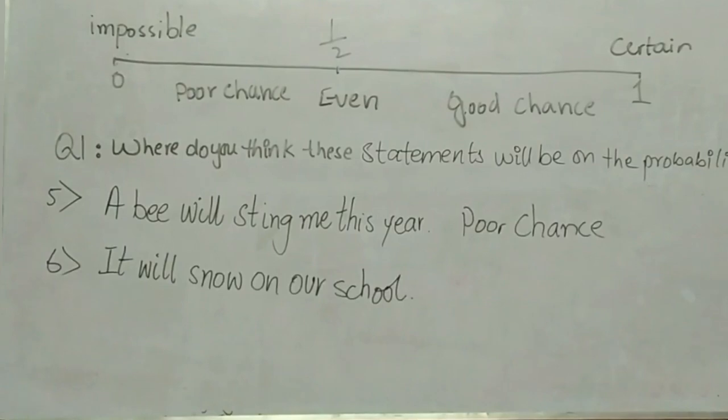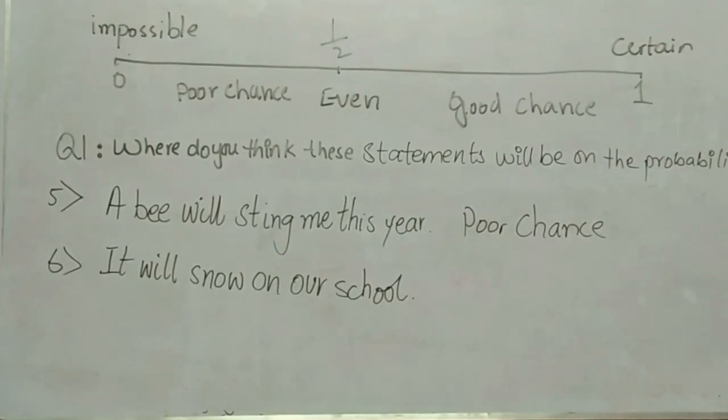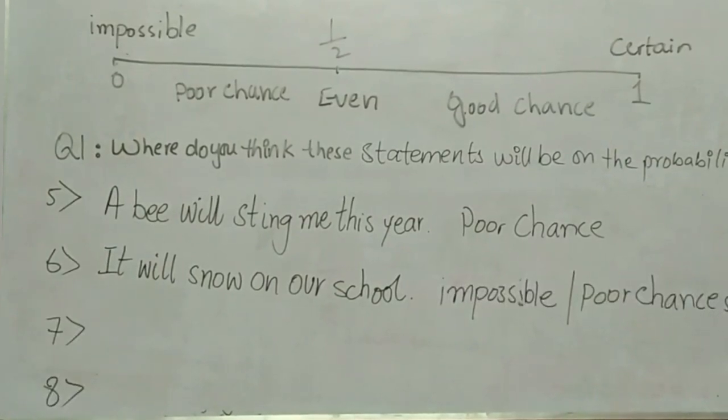Let's come to the 6th example. It will snow on our school. In this example, we will consider our city, our area, Islamabad. So as you know that there are poor chances, or it is impossible that there will be snowfall here. So we can write both options, impossible and poor chances.